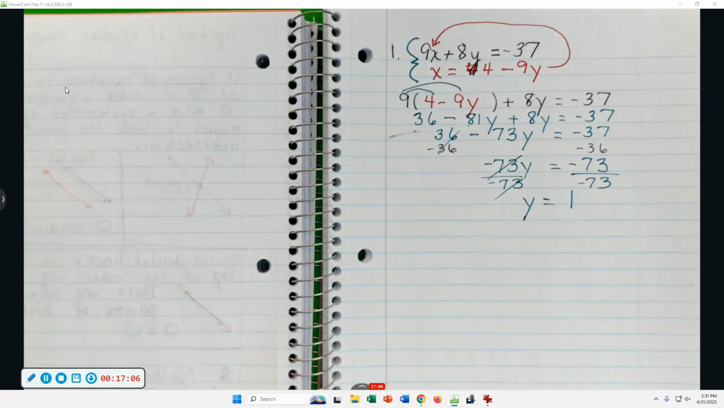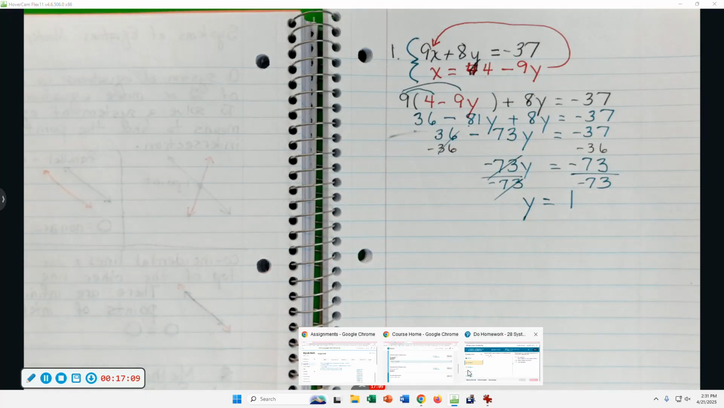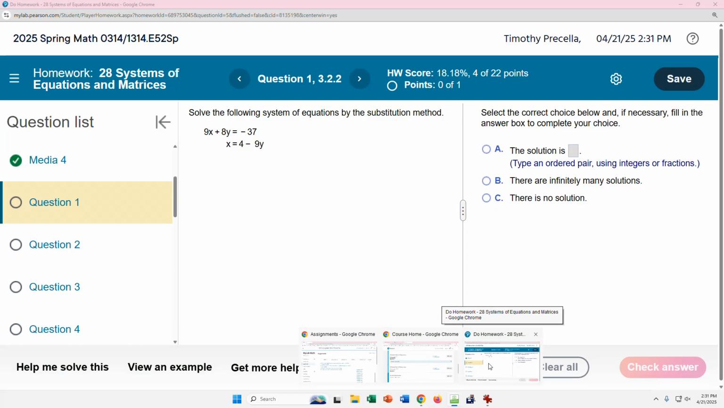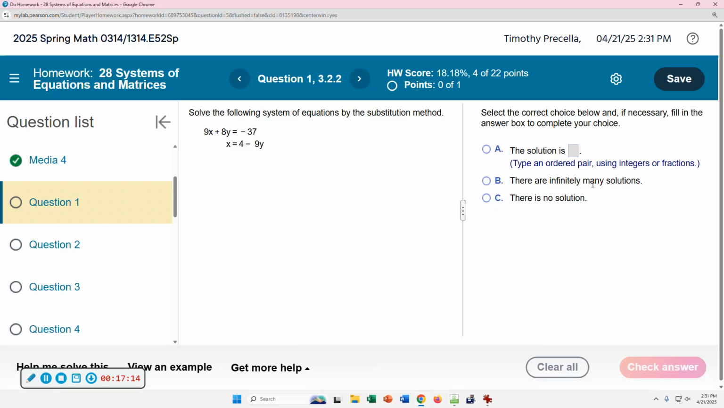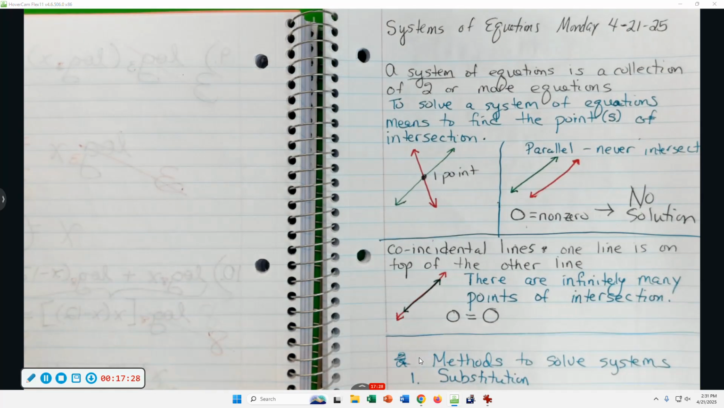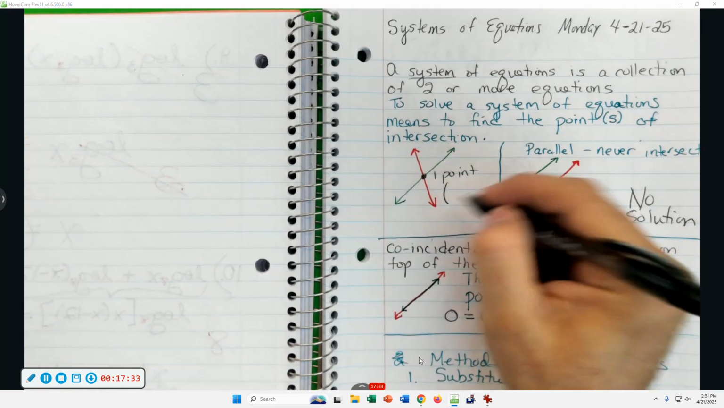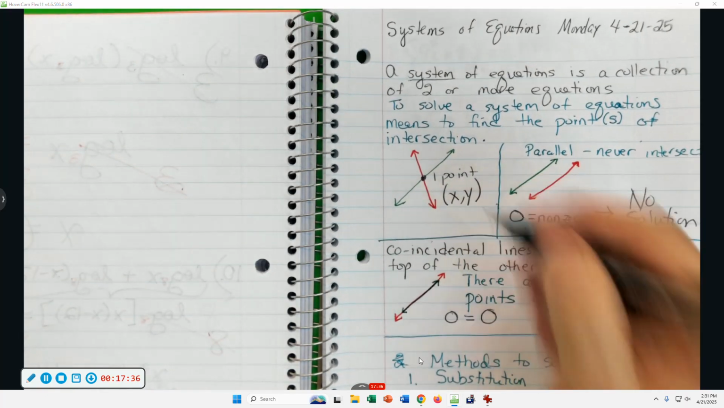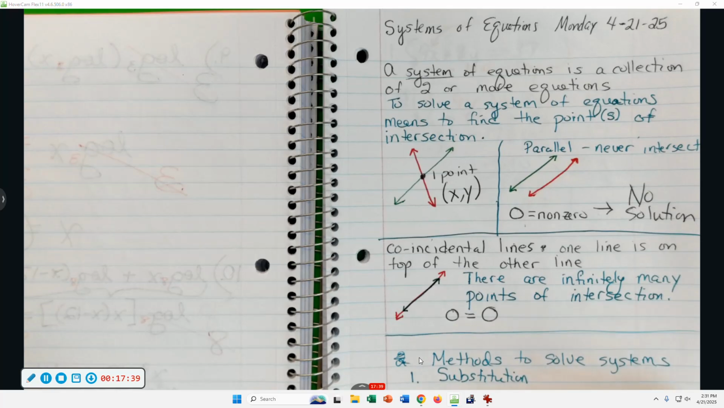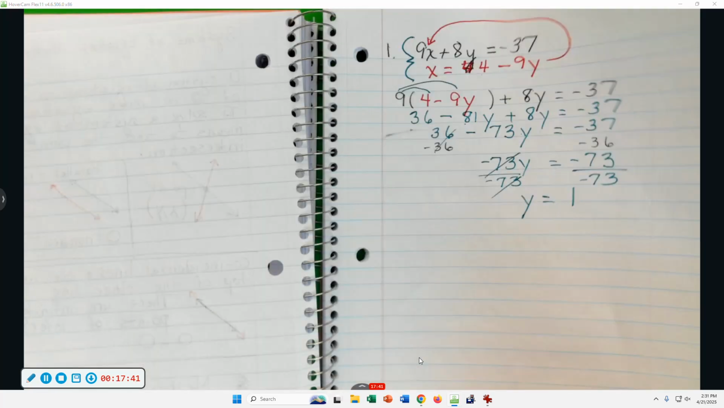But what we have, looking at the way the answer is, it's not no solution or infinitely many. Our answer should be an ordered pair, with just one solution. If you just have one point of intersection, your answer should be an ordered pair. That means you need a value for x and a value for y. What we just found is our y value.